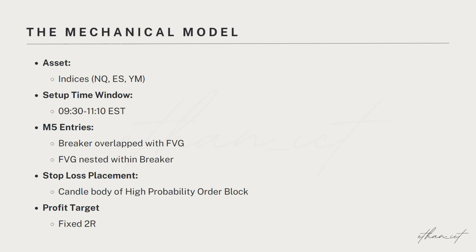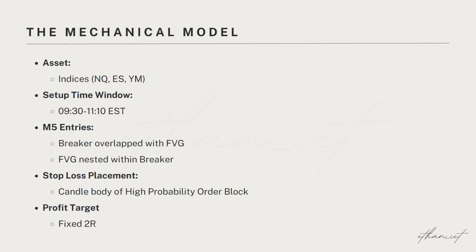The entries of this model will be limit orders set at one of two places when the unicorn model presents itself. 1. Limit order at the breaker overlapped with a fair value gap. And 2. Limit order at the fair value gap nested within the breaker block. The stop loss will be placed at the candle body low of a bullish high probability order block and at the candle body high of a bearish high probability order block.